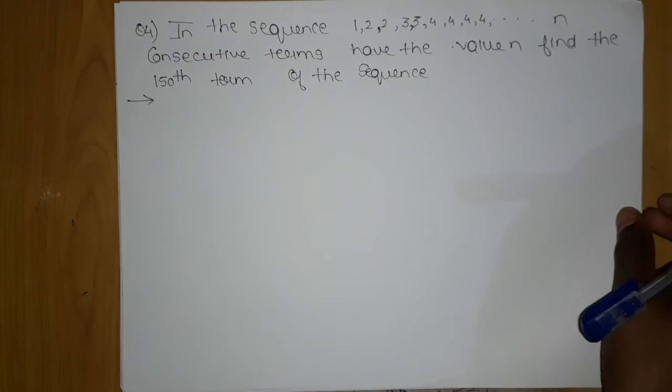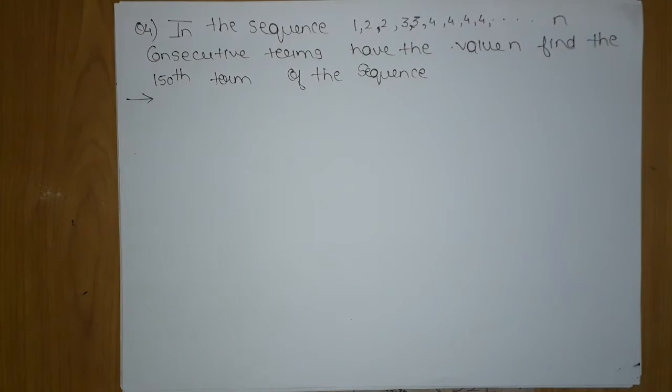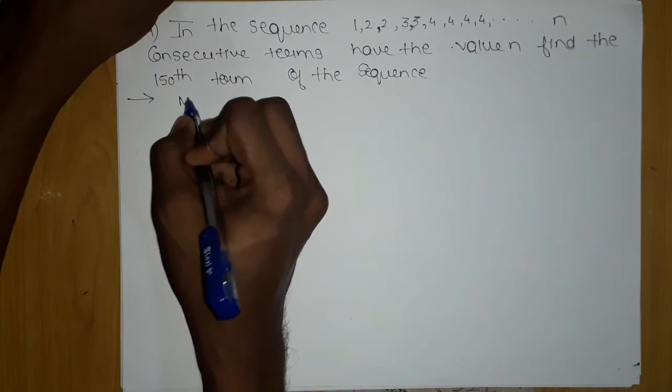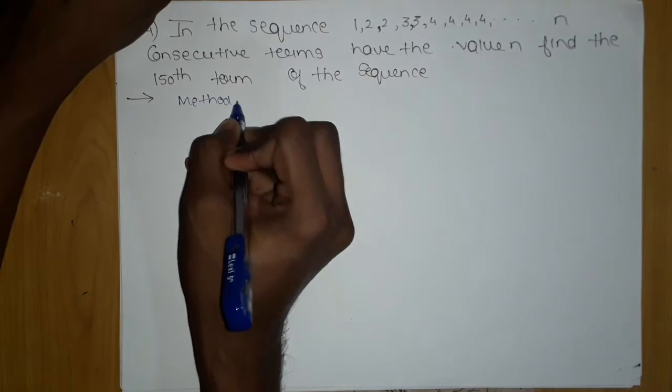The next question is this: if the sequence 1, 2, 2, 3, 3, 4, 4, 4, and so on till n consecutive terms have the value, find the 150th term of the sequence. We want to find the 150th term of the sequence. How can we find it? I will do it with method 1, then we will discuss method 2.